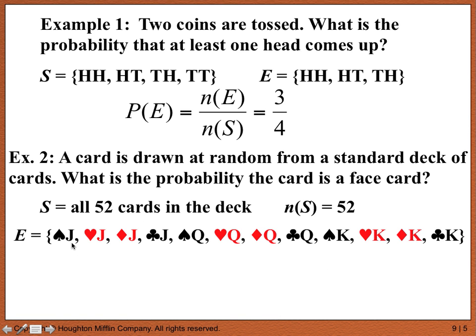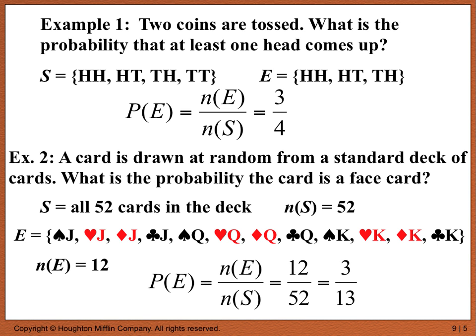We've got the Jack of Spades, Jack of Hearts, Jack of Diamonds, Jack of Clubs, Queen, Queen, Queen, Queen, King, King, King, King. All right, these are all the different face cards, and that's the event space. Well, the NE, or the number of outcomes in the event space, is 12. And therefore, the probability of drawing a face card from a 52 card deck is 12 over 52, which is equal to 3 over 13. So there's a 3/13 probability of drawing a face card from a standard deck.